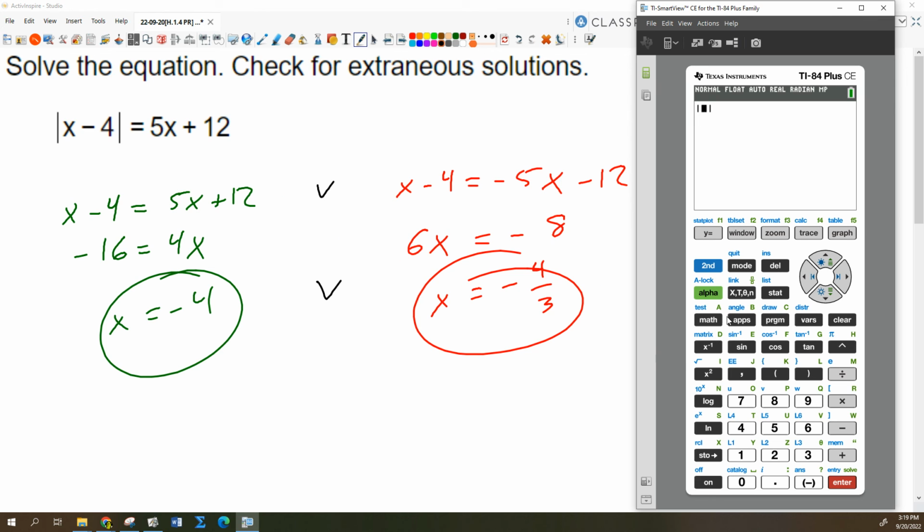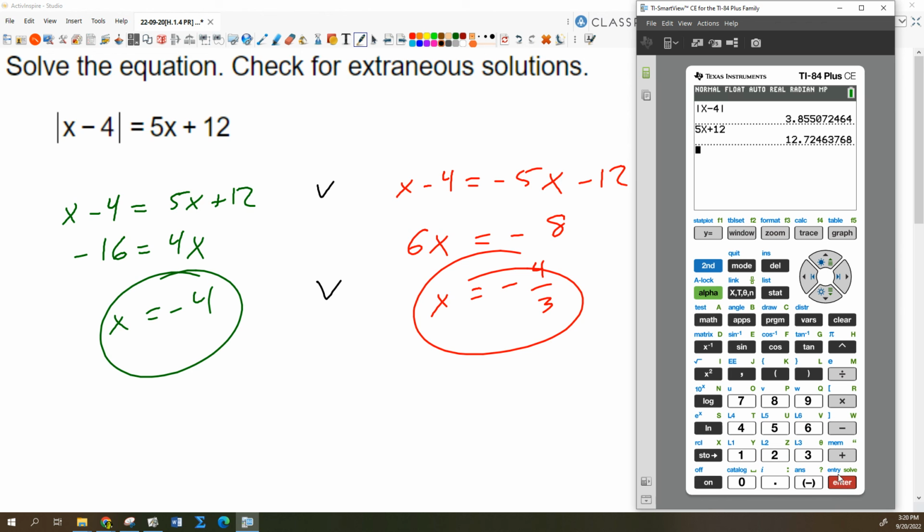So we want the absolute value of x, and there's my variable button right to the right of alpha, x minus 4, and I hit enter. Now I've created it. I want to go down to the edit bar and create another one. So I'm going to create the expression on the other side, which is just 5x plus 12, and I hit enter.